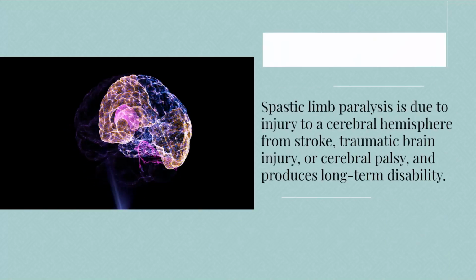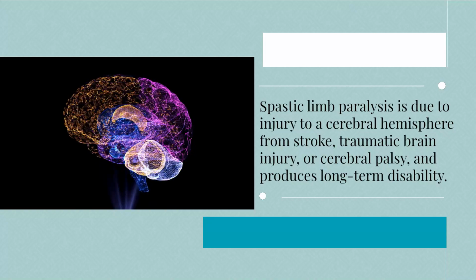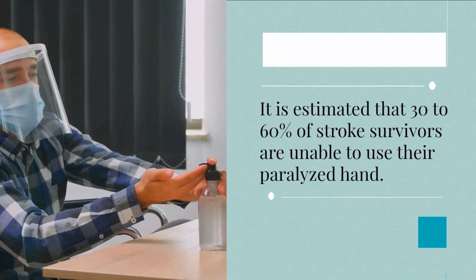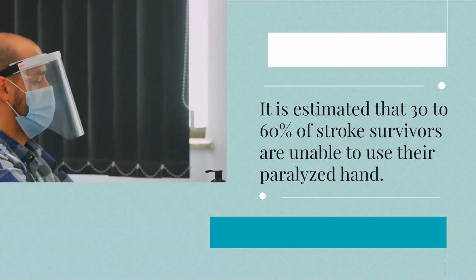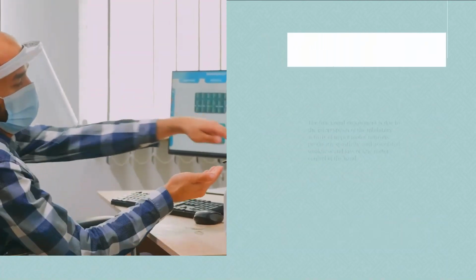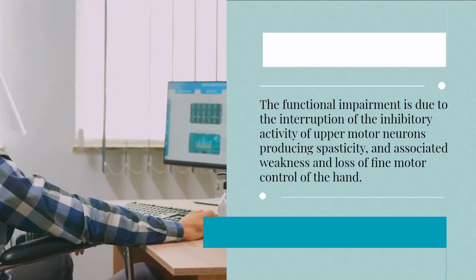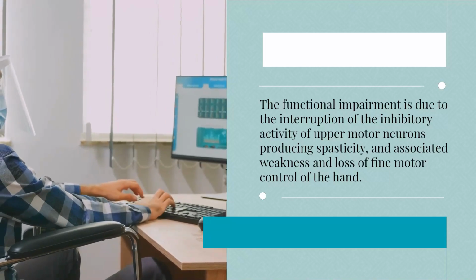Spastic limb paralysis due to injury to a cerebral hemisphere from stroke, traumatic brain injury, or cerebral palsy produces long-term disability. It is estimated that 30 to 60% of stroke survivors are unable to use their paralyzed hand. The functional impairment is due to the interruption of the inhibitory activity of upper motor neurons, producing spasticity and associated weakness and loss of fine motor control of the hand.